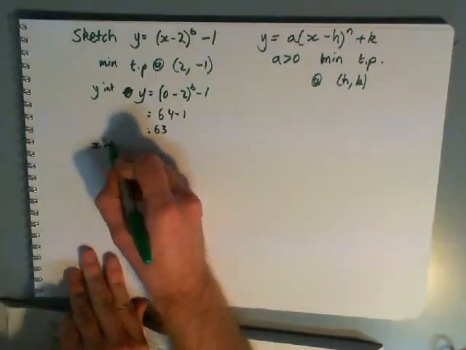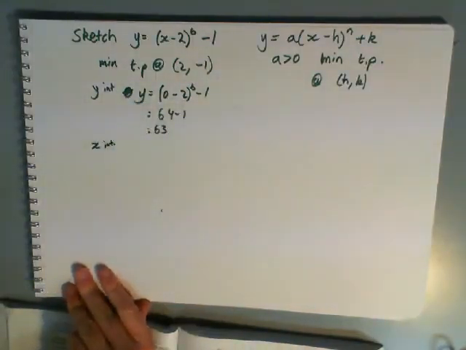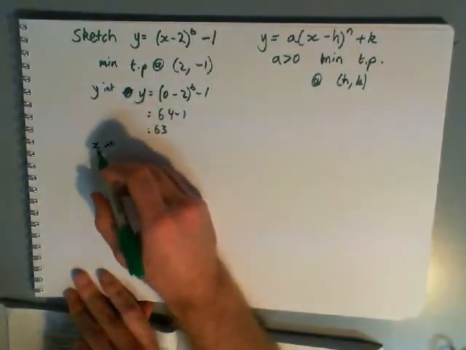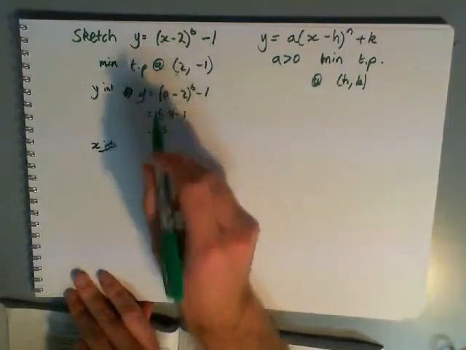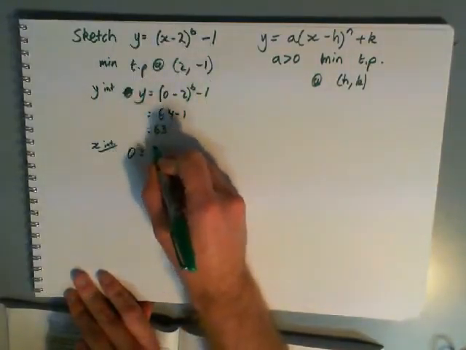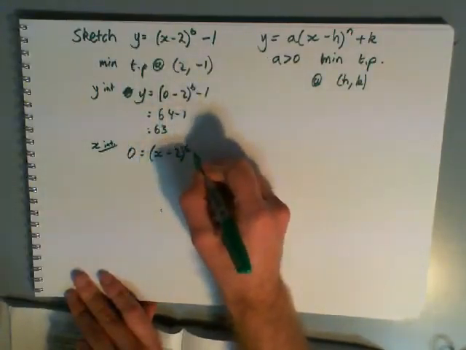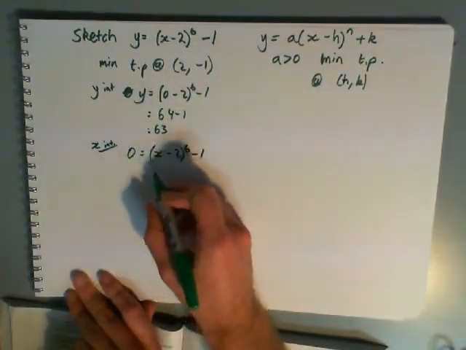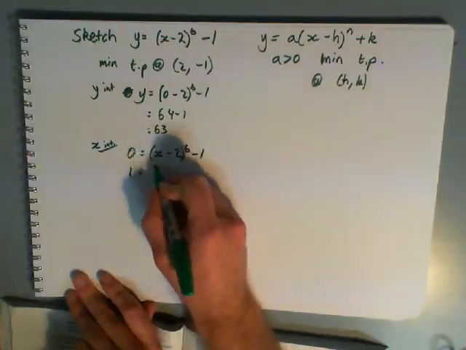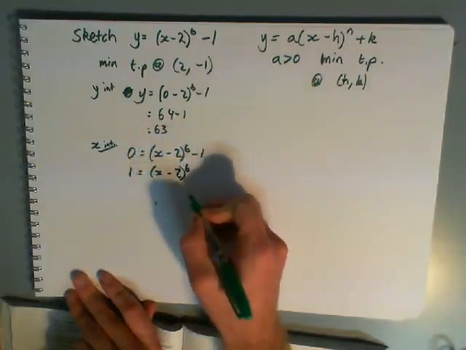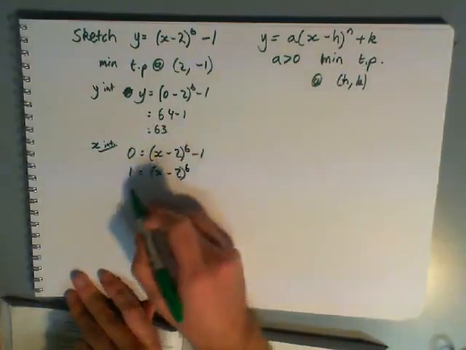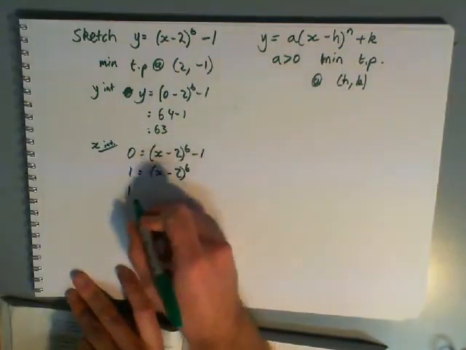X-intercepts, again, not as easy to find, but it's generally pretty easy in this case when it's in this kind of form, because we just undo it. So plus 1 on that side, so we're going to have 1 equals (x − 2)^6. Find the 6th root of it, well, that's just going to be 1.